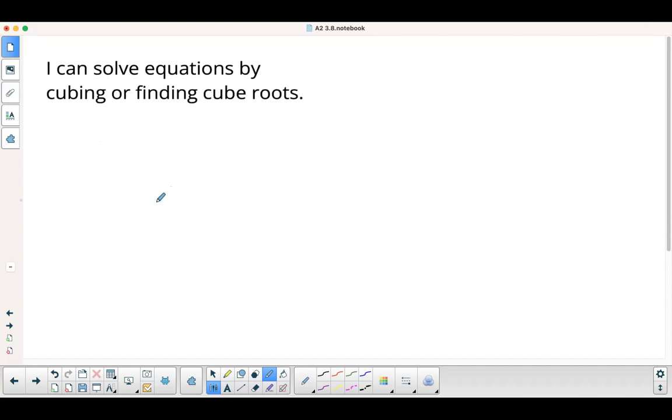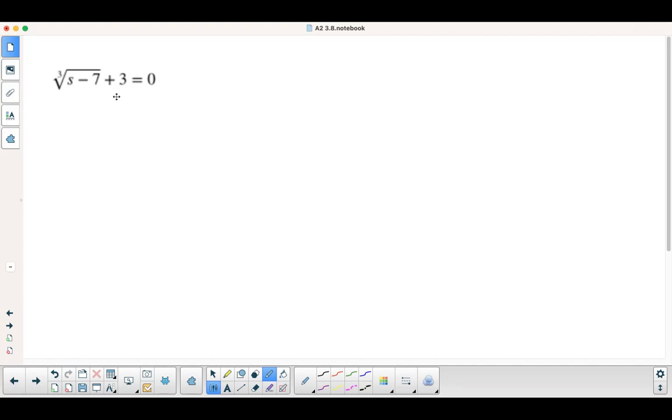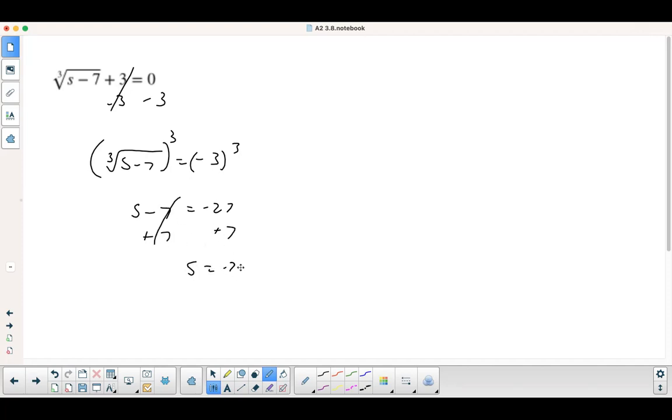What do I got? All right, almost done. Last one. Move the 3 over. I'm ready to cube both sides. Move the 7 over by adding. And there you go. I don't know if I would say any of them are harder than the others. They were all kind of the same.